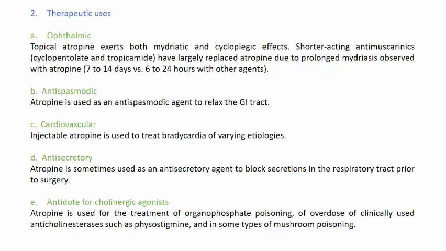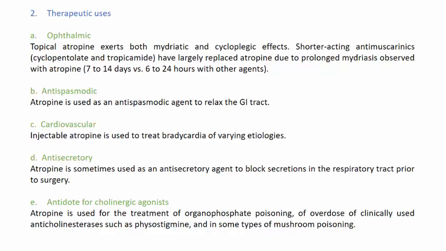مثل ما ذكرنا أنه يستخدم الأتروبين as antispasmodic لأنه يعمل relaxation for the gastrointestinal tract. يستخدم للـ cardiovascular يعني effects اللي هو الـ injectable atropine used to treat bradycardia of varying etiologies. ويستخدم as anti-secretory، atropine sometimes used as anti-secretory agent بواسطة block the secretion in the respiratory tract prior to surgery. يعني هنا نحتاج أن نقلل ال secretion اللي تحصل من ال respiratory tract قبل ال surgery لذلك يعطى الأتروبين in this case.